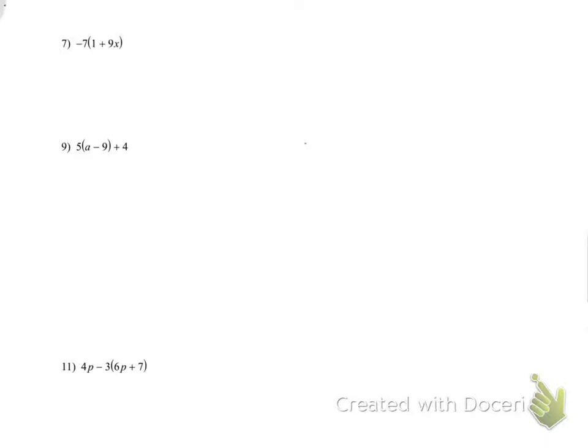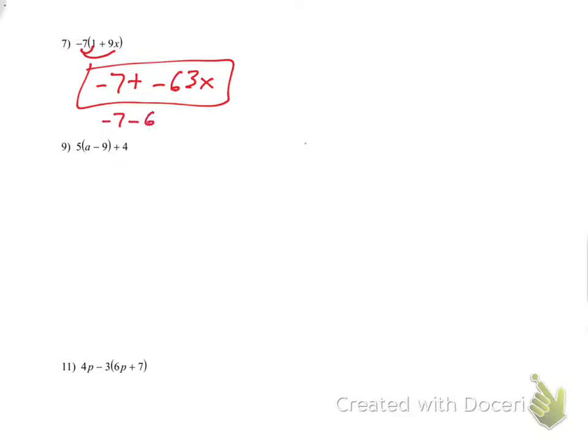All right, 7. Same thing, going to distribute this, going to distribute to both of these. So I'm going to get a negative 7 plus negative 7 times 9x would be negative 63x. And that's my final answer. Again, right here you could rewrite it if you wanted to, or it could be negative 7 minus 63x, because they're both the same way.